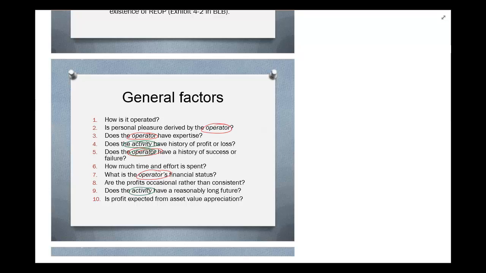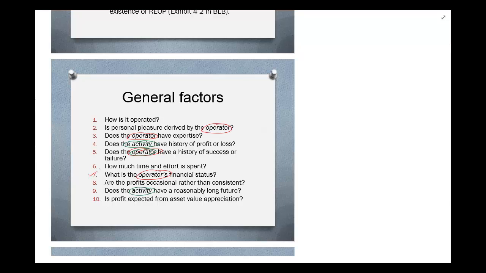But when we think about number 7, your financial status, that's actually a really interesting one. It basically says, if you're independently wealthy, and this one can go either way actually, we could conclude that you don't even need this thing to be profitable, and therefore you don't even care if it's profitable, and so you're not going to put in enough time, enough effort. You could, of course, go the other way and say, well, you're independently wealthy, so you can continue to pour money into this thing until it finally hits. So either way, it's going to come in factors. Some of them are based on the operator, and some of them are based on the activity.